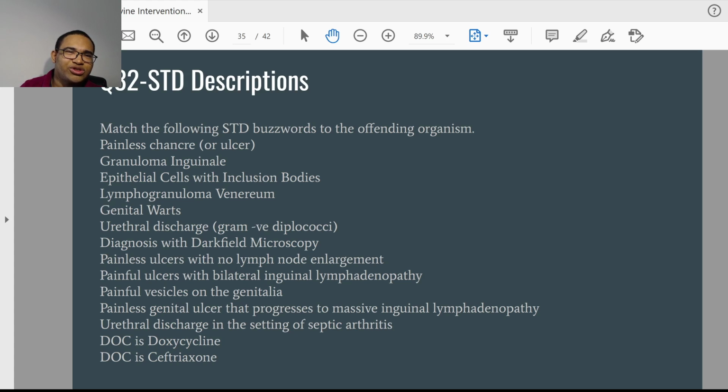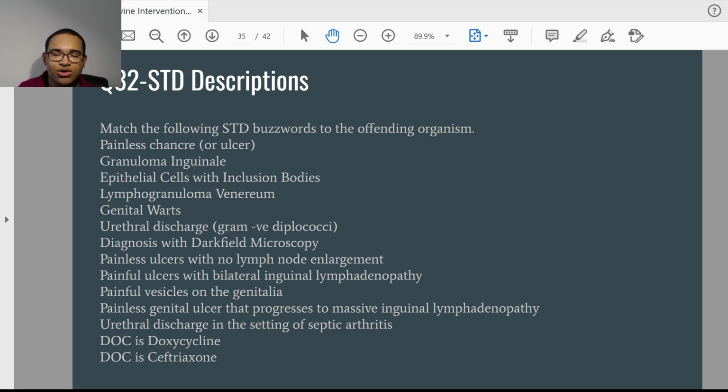Again, remember, you tend to have, I think these are Donovan bodies with Klebsiella granulomatis, right? Painful ulcers with bilateral inguinal lymphadenopathy. This one is easy, right? This one is probably Haemophilus ducreyi, right? Haemophilus ducreyi. Remember, Haemophilus ducreyi makes you cry. That's a nice way to remember that. And you treat that with ceftriaxone, so third generation cephalosporin.